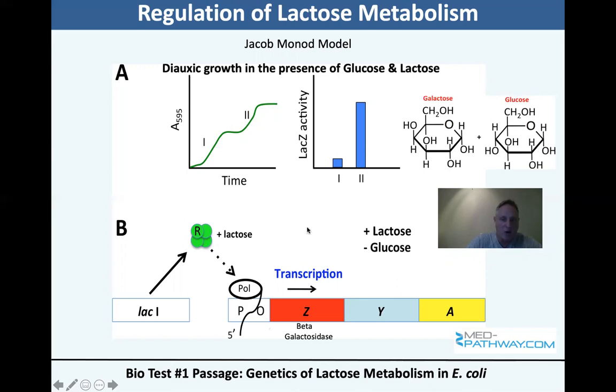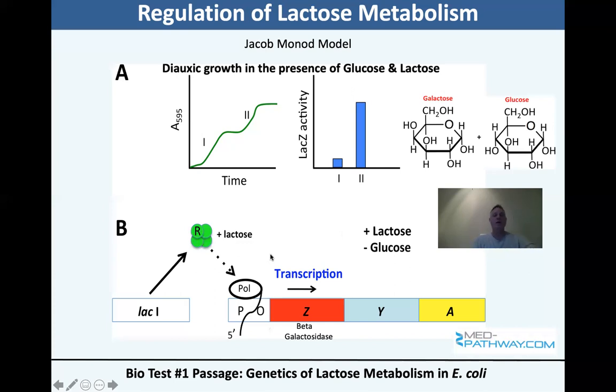So in the diauxic growth pattern, they figured out that in phase 1, there's very little lacZ. But in phase 2, when the glucose is all gone, then lacZ is heavily expressed. And what they figured out through genetics was that in the presence of lactose but no glucose, lactose binds the repressor. And when the repressor is bound to lactose, it can no longer bind to the operator sequence in the operon. And as a consequence, the RNA polymerase was able to bind.